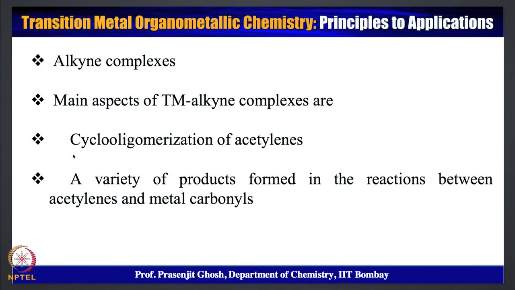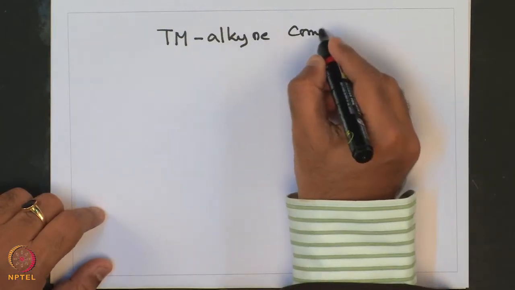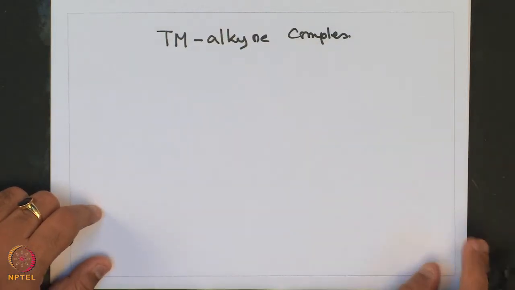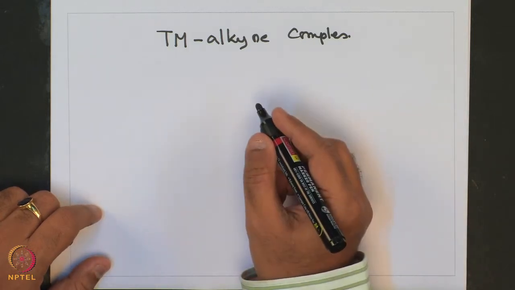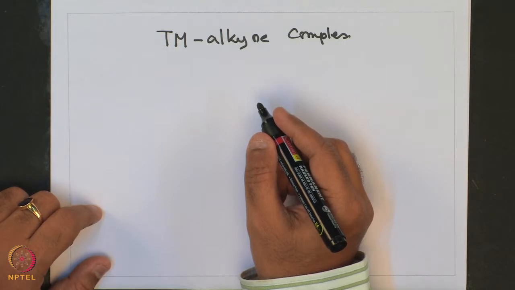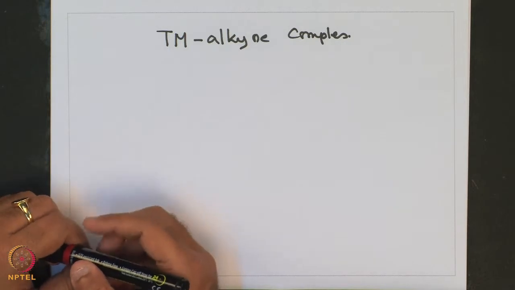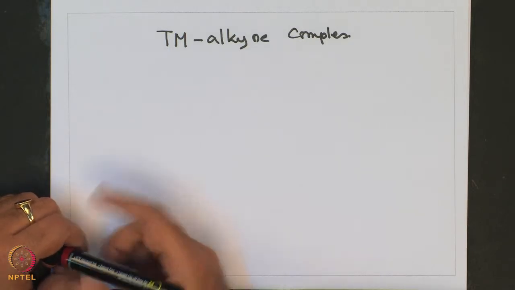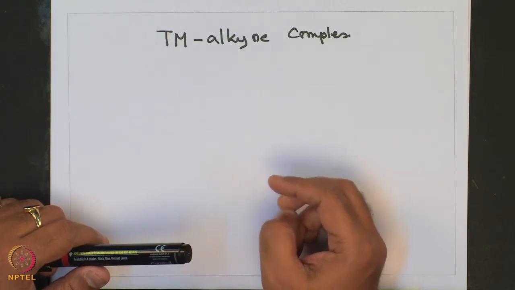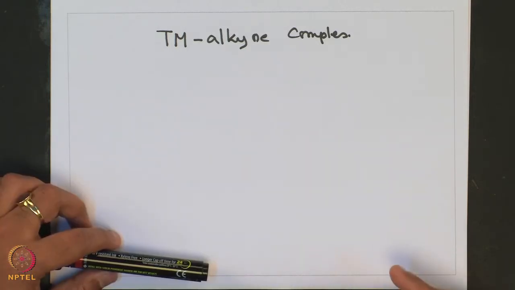So, next we come to an interesting topic, moving over from olefin complexes. These are transition metal alkyne complexes. The main aspects of transition metal alkyne complexes are cyclooligomerization reactions of alkyne as well as a variety of products formed in the reaction between alkyne and the transition metal carbonyl complexes. So, they are important in terms of their utility for oligomerization reactions which are common for alkyne. So, it is important for us to give this class of compounds special treatment, particularly looking into the synthesis, reactivity and properties as well as bonding studies of transition metal alkyne complexes.